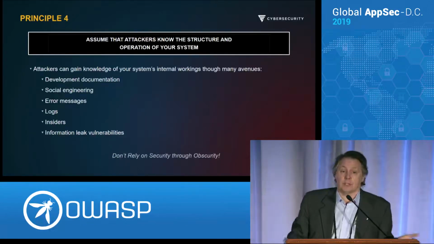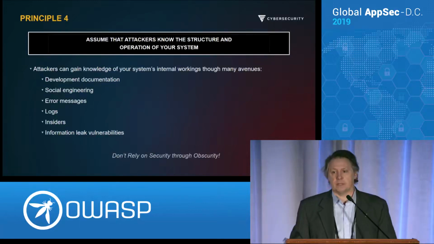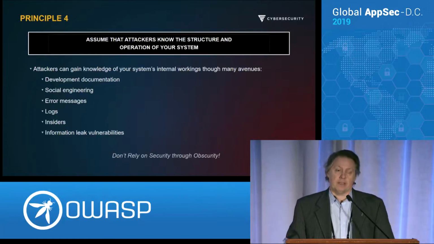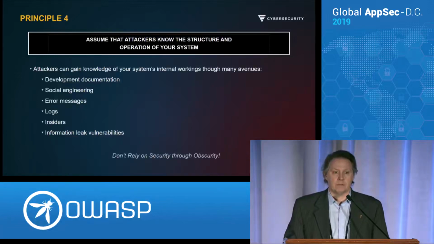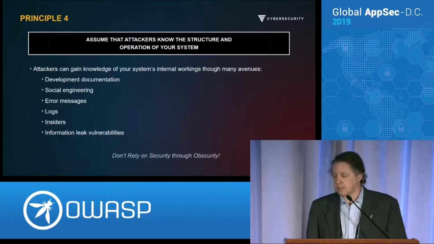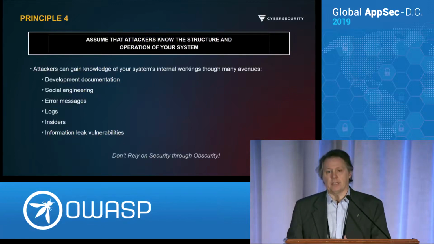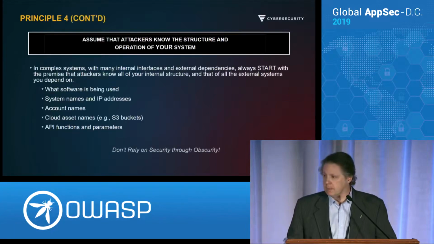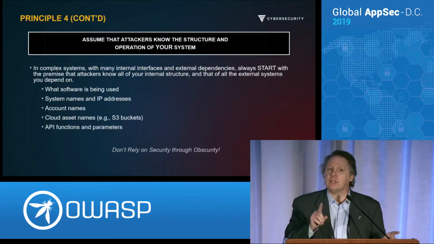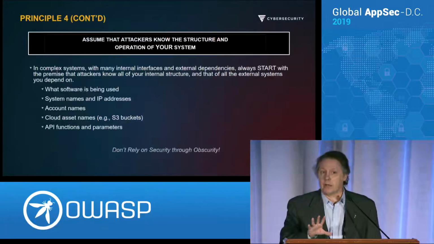And then, of course, some systems can just have information leak vulnerabilities. And you may not think an information leak is a serious vulnerability, but that's what Heartbleed was. It was an information leak vulnerability. So in that particular case, it exposed crown jewel data like passwords. So don't rely on security through obscurity. Yeah, so start with that premise that the attackers know all your internal interfaces. They may not be able to reach them, but they know they're there.